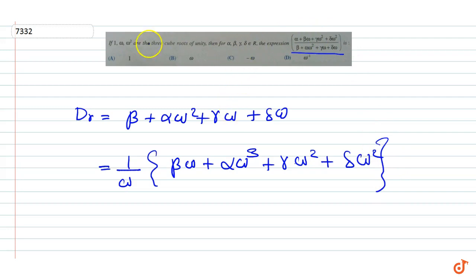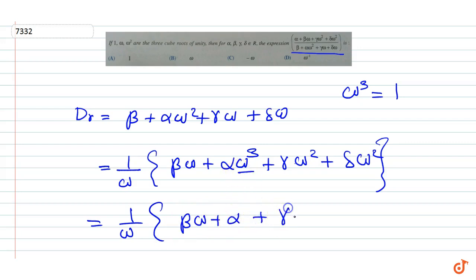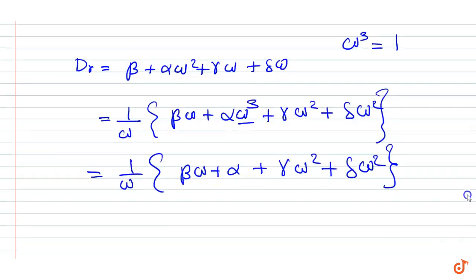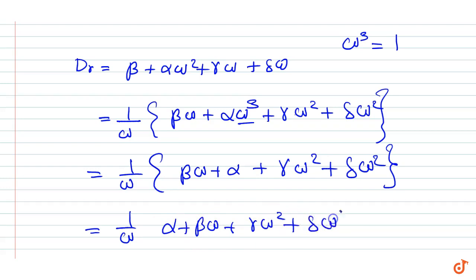Since omega is a cube root of unity, omega cube equal to 1. This is equal to 1 by omega into beta omega plus, this is 1, so alpha plus gamma omega square plus delta omega square. This is equal to 1 by omega into alpha plus beta omega plus gamma omega square plus delta omega square.